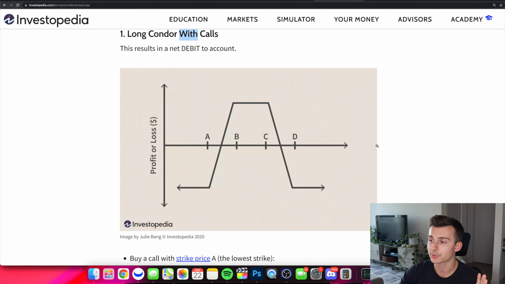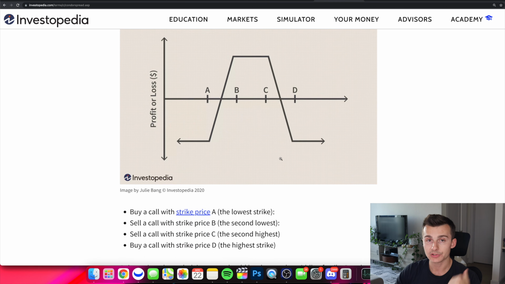So each of these options, A, B, C, D, those are all different options. We're going to buy different strike prices, different strikes, and they all expire on the same day. So it could be the end of this week, it could be the end of the month, it could be the end of the year, right? Whatever you want to do. They all expire on the exact same day, and we proceed as follows.